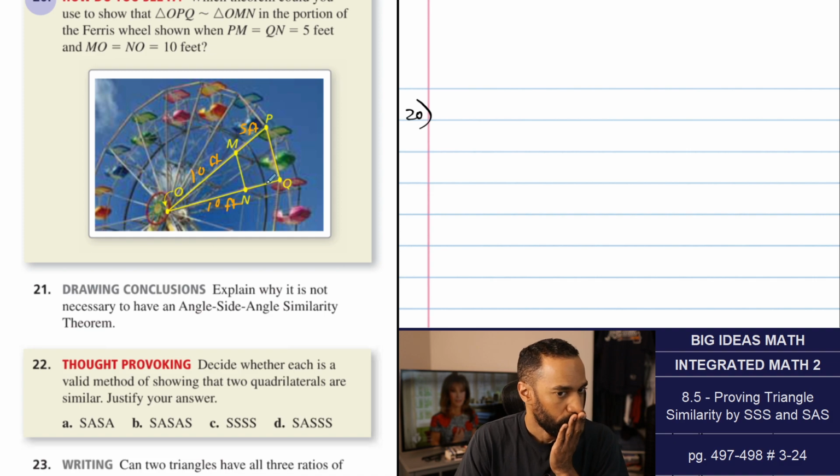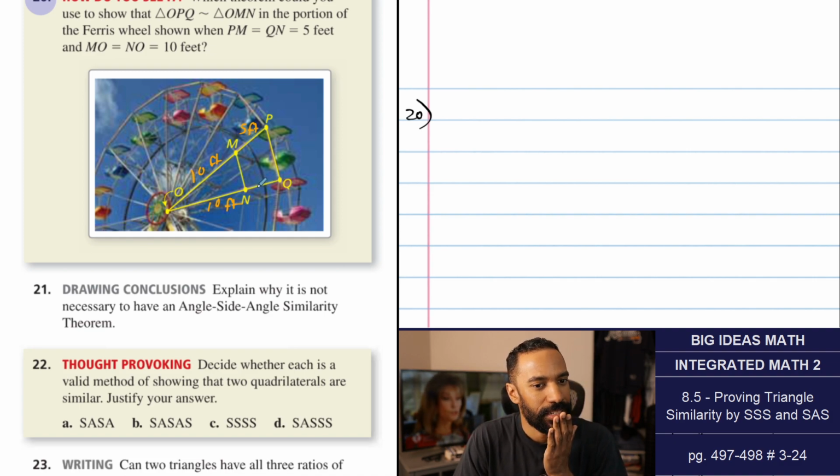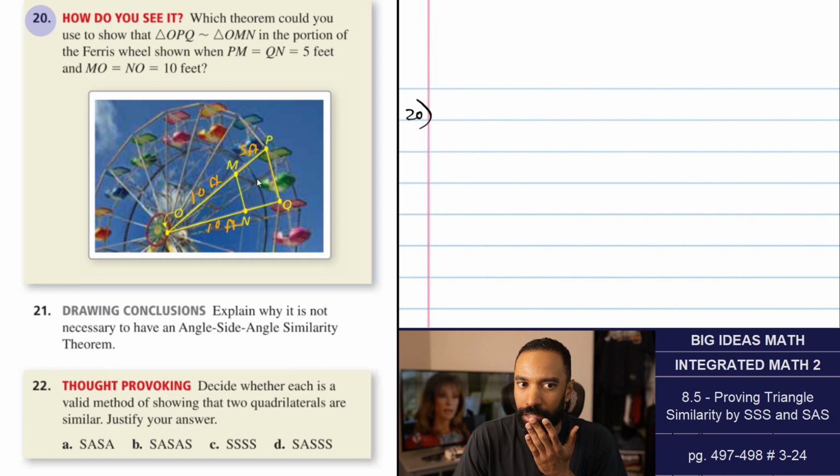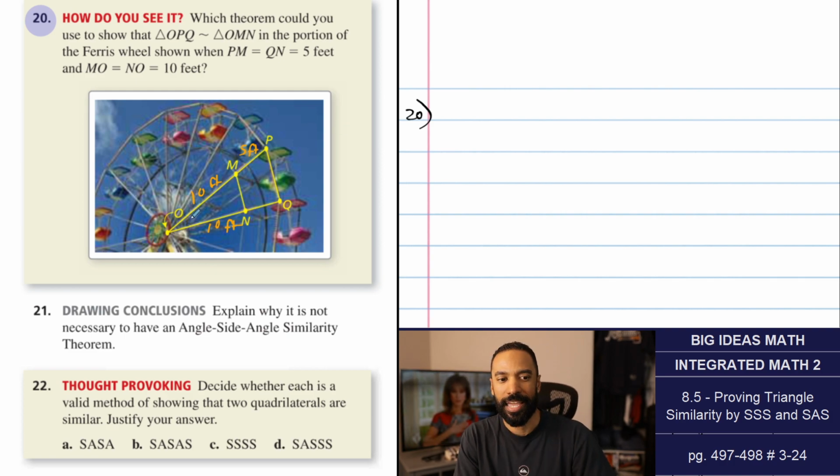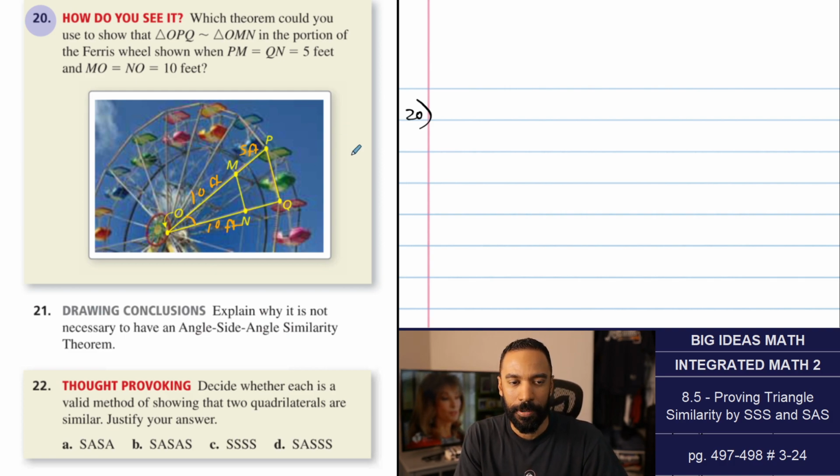Well, oh, what was that one? Did we learn this yet? I mean, this would be a side angle side thing because of this thing here.